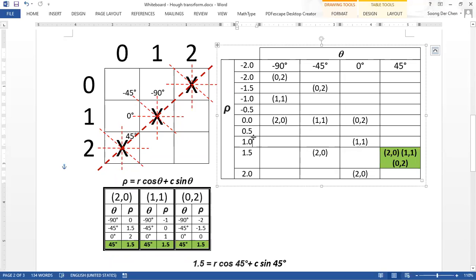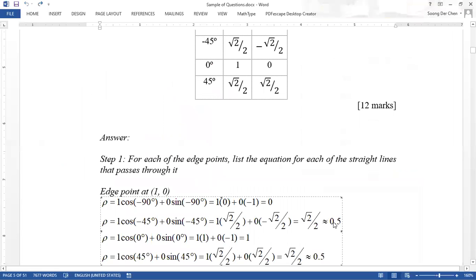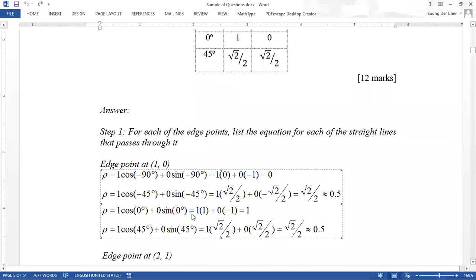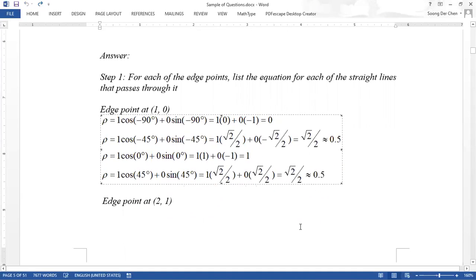0.7, 0.5. It's closer to 0.5, correct? So therefore you round it to 0.5. All right, same goes here. This one, nothing much, 1. And again, you encounter this rounding very often. So most of the time, either round to 0.5 or round to 1.5.